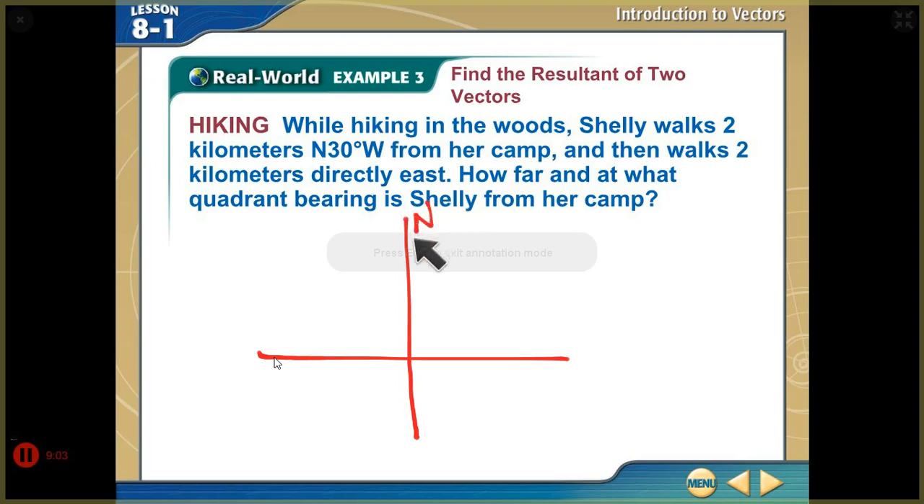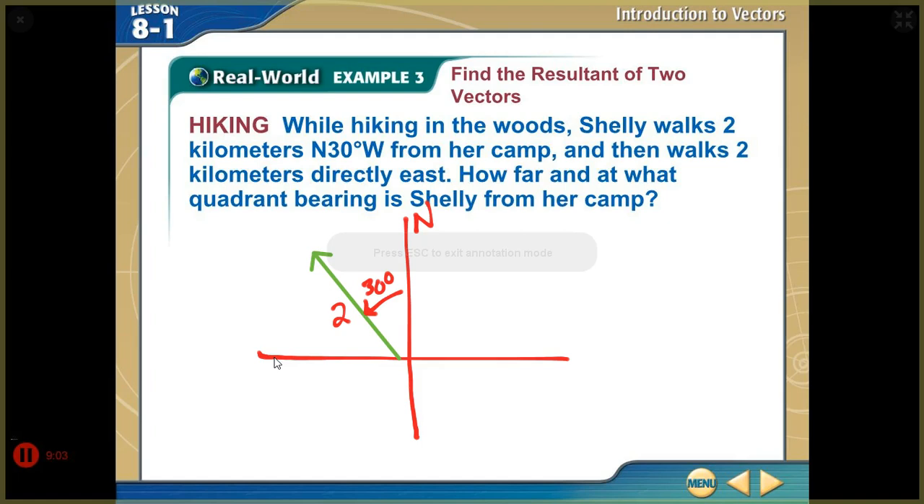So if I start in the north and I go 30 degrees west, I'm going to be over this way. So I'm going to sketch that out like that, and that angle is 30 degrees, and she's walking 2 kilometers, so it's a 2. Now what I need to think about is I have 2 kilometers directly east.